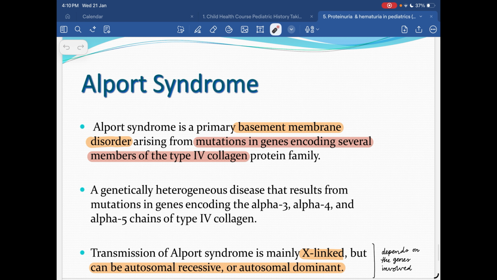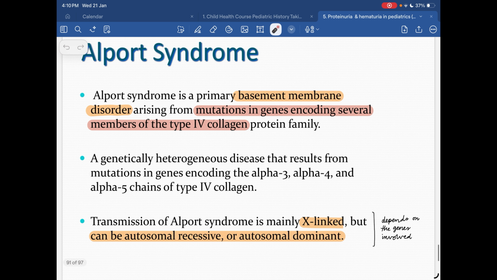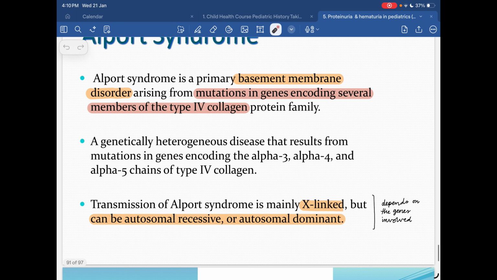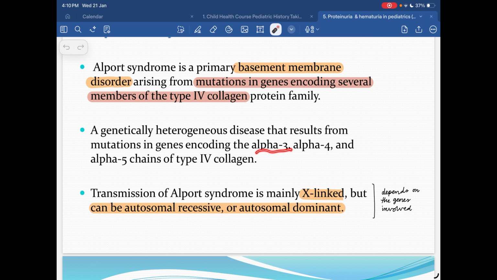Alport syndrome is a primary basement membrane disorder arising from mutations in genes encoding for several members of the type 4 collagen protein family. A genetically heterogeneous disease, Alport syndrome results from mutations in genes encoding for alpha-3, alpha-4, alpha-5 chain of type 4 collagen. Depending on which of these is mutated, يكون عندنا different modes of inheritance for this disorder. So Alport syndrome is mainly X-linked, but it can be autosomal recessive or autosomal dominant. Mainly X-linked, could be recessive, could be dominant.